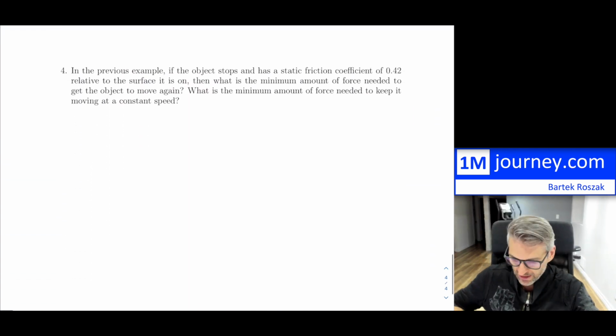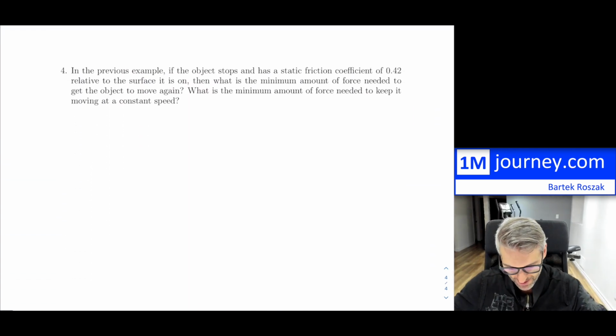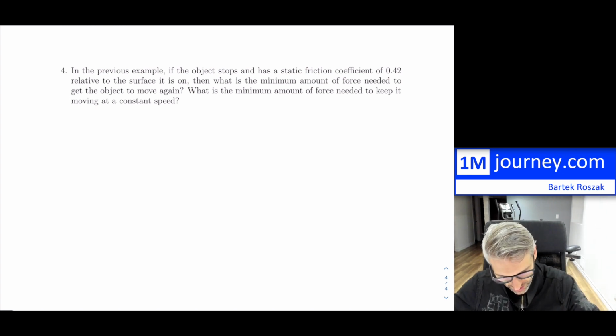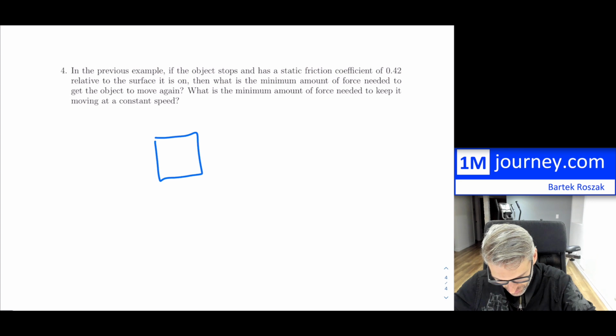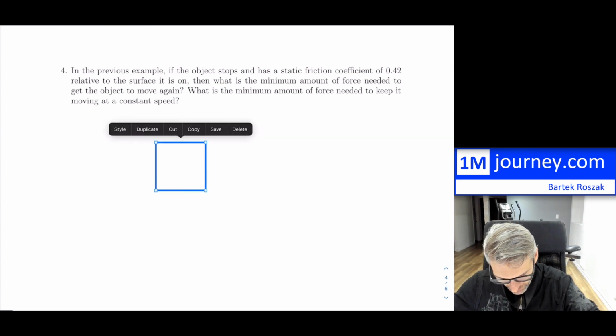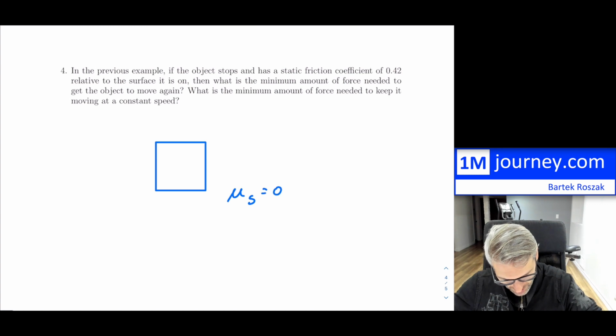Okay, so here's the last example. So in the previous example, if the object stops and has a static friction coefficient, so if it stops moving, now the static coefficient is 0.42 relative to the surface. Well, then what is the minimum amount of force needed to get the object to move?